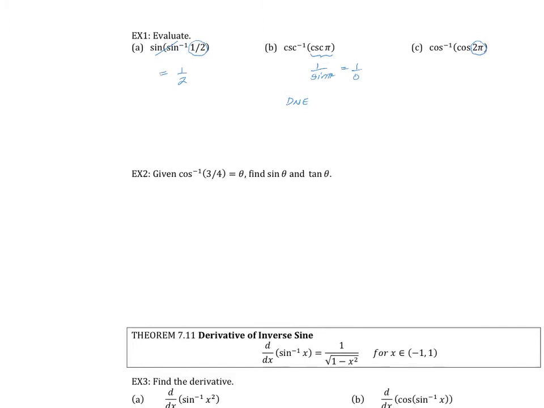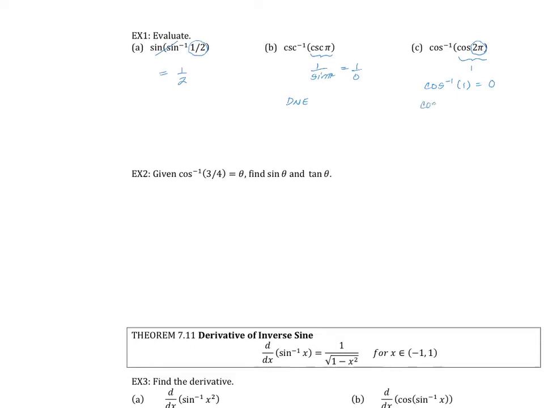So in this case, we have to evaluate these separately. We have to first figure out what cosine of 2 pi is. And in that case, it's 1, right? So then we have cosine inverse of 1. And cosine inverse of 1 is just 0. Okay. If you can't see that, remember what you can do.